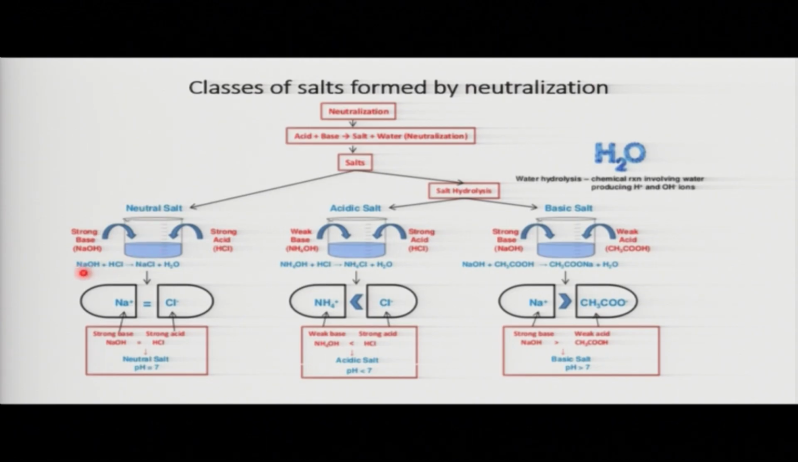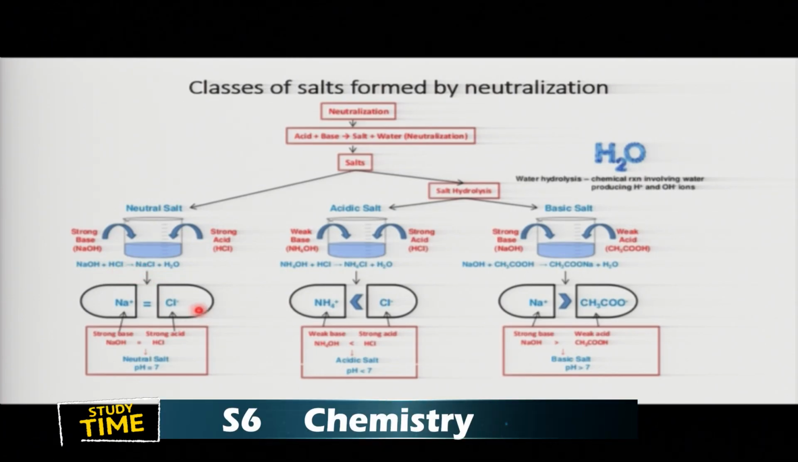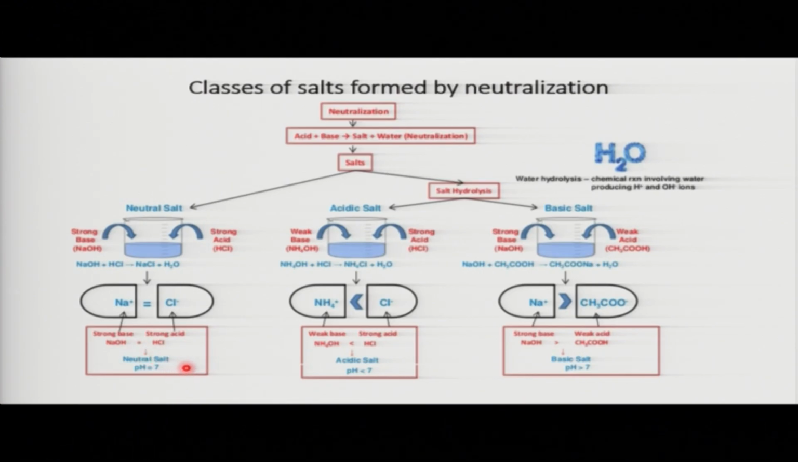Neutral salt comes when you have a strong base reacting with a strong acid. An example is sodium chloride, which comes from sodium hydroxide and hydrochloric acid. So, as most of us know, it is neutral. We shall see exactly what happens later on.